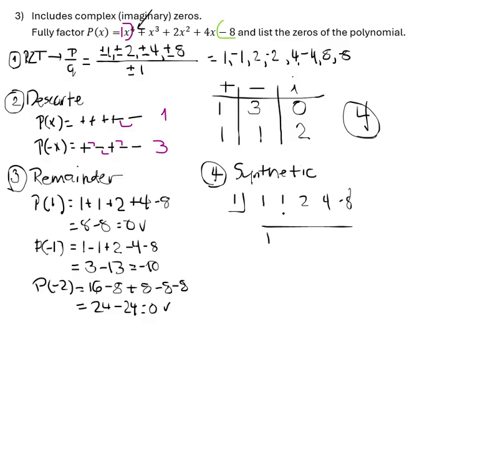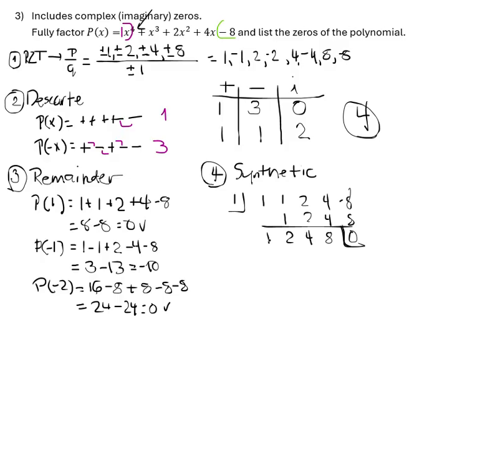1 times 1 is 1. 1 plus 1 is 2. 1 times 2 is 2. 2 plus 2 is 4. 1 times 4 is 4. 4 plus 4 is 8. 1 times 8 is 8. Negative 8 plus 8 is 0. I wanted to get a 0 because that indicates that x minus 1 is a factor.